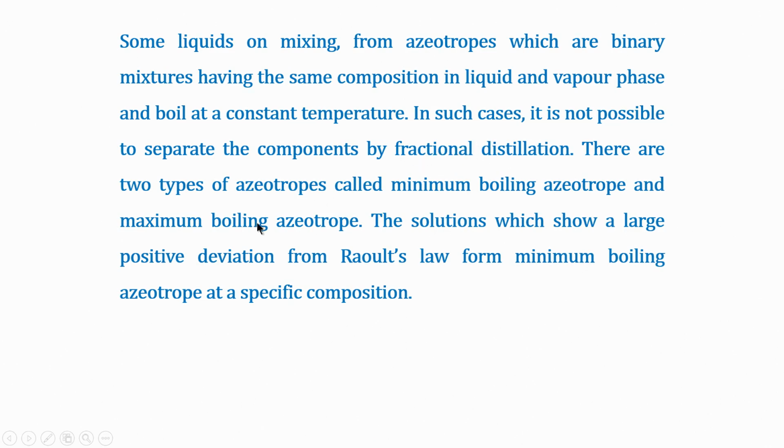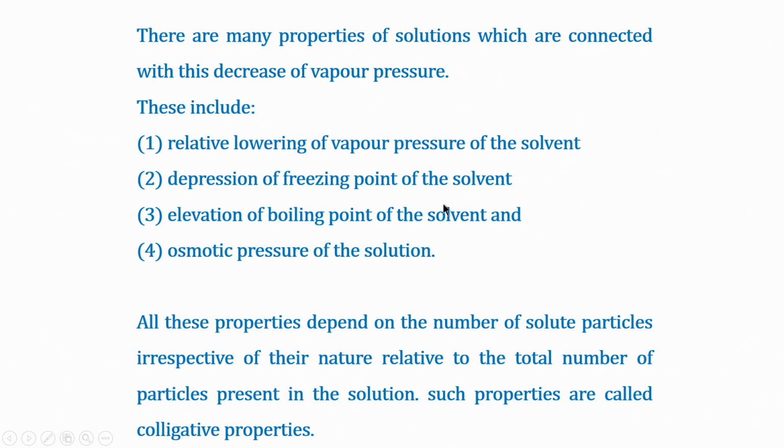There are two types of azeotropes called minimum boiling azeotrope and maximum boiling azeotrope. So, the solutions which show a large positive deviation from Raoult's law form a minimum boiling azeotrope at a specific composition. So, we will stop here and continue our class in the next session. Thank you.